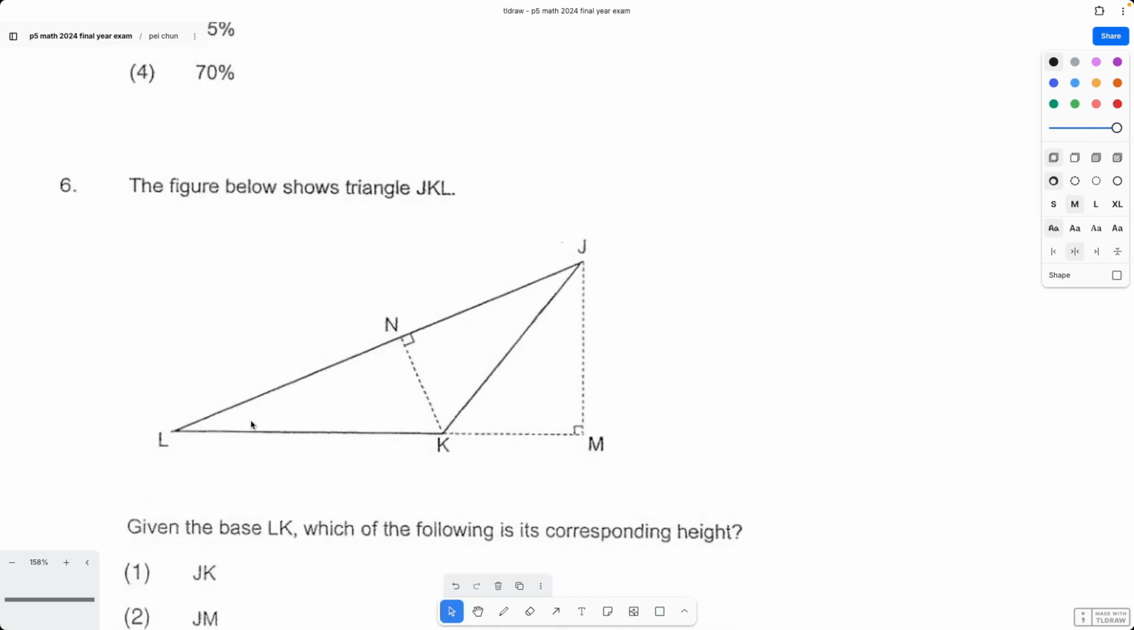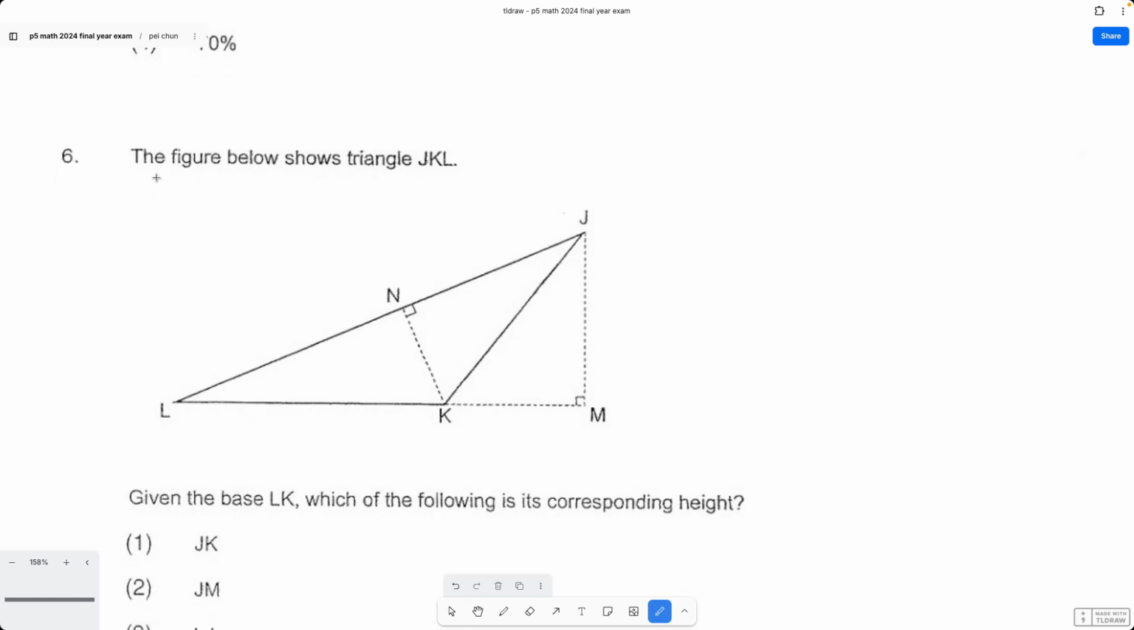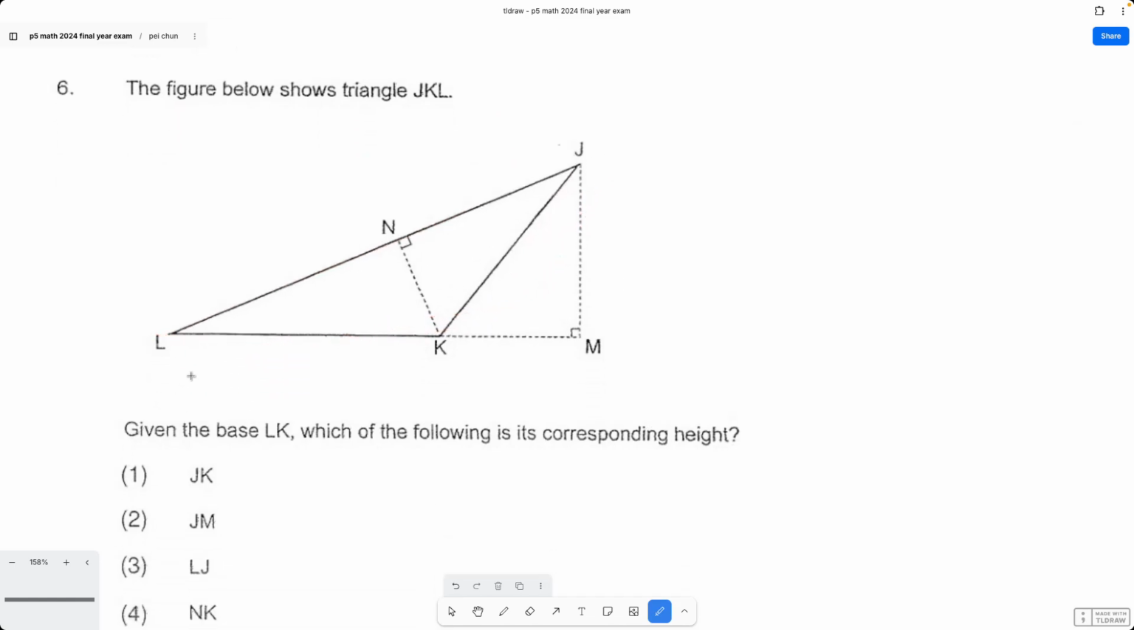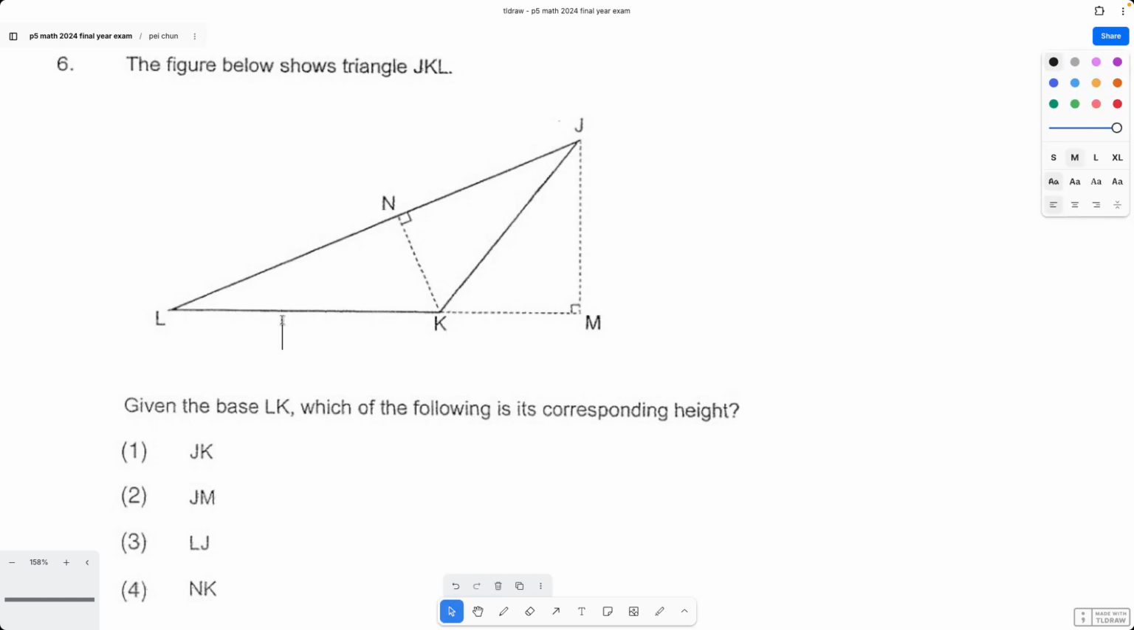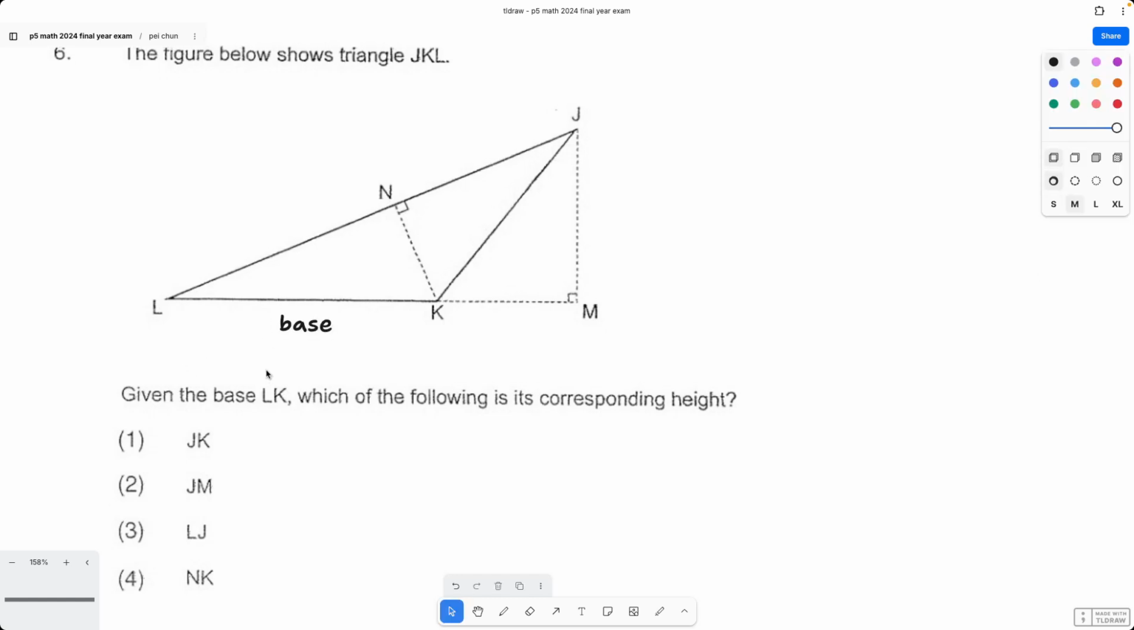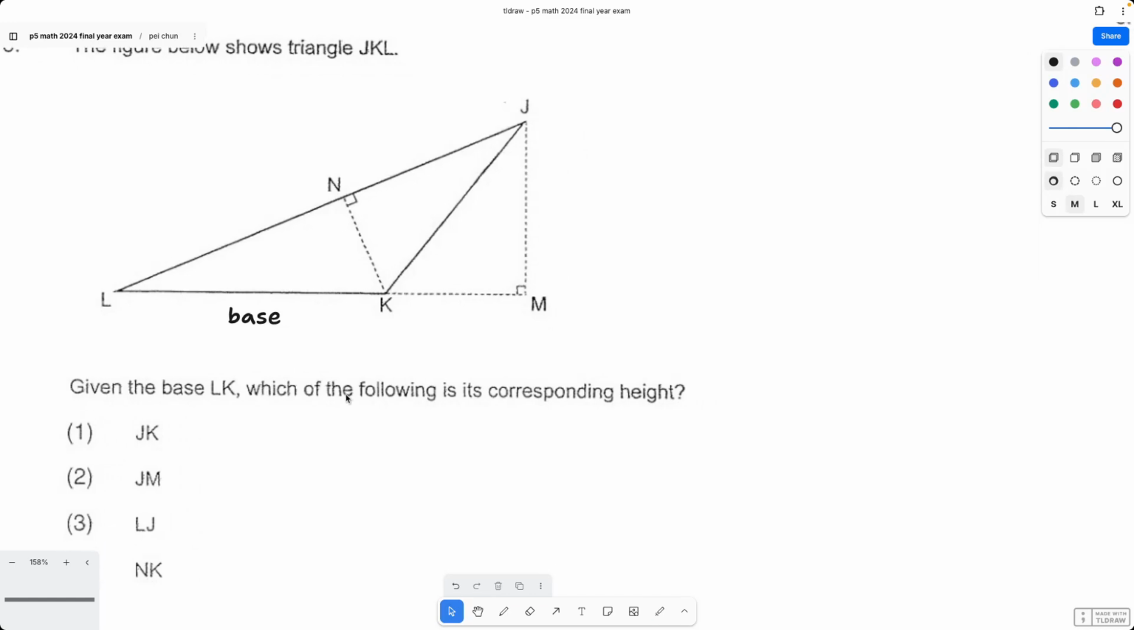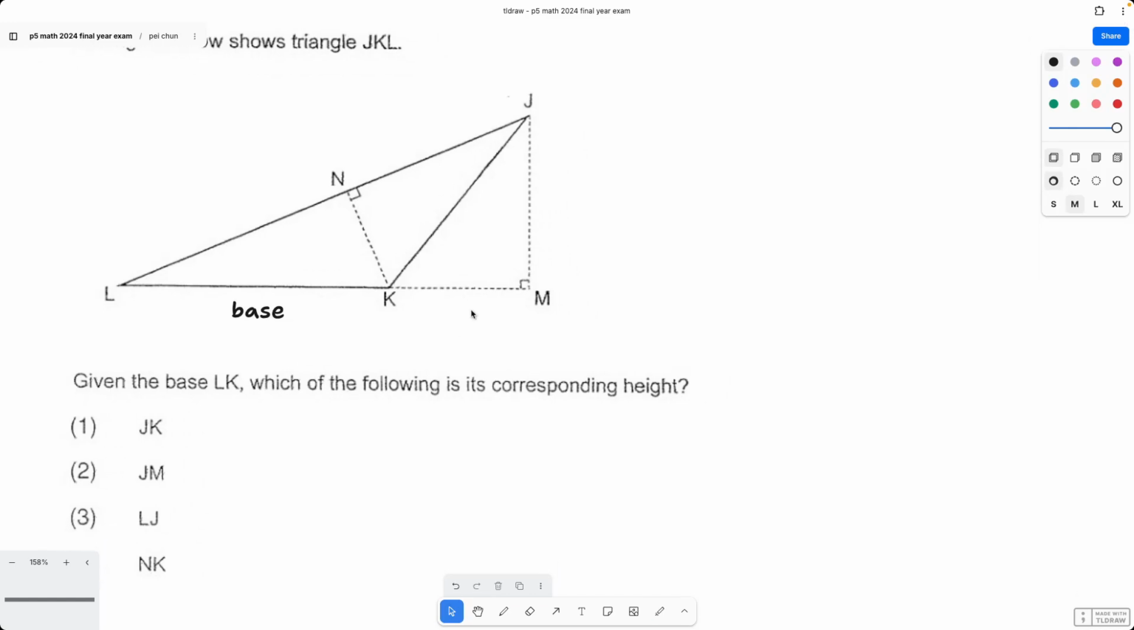Okay, let's move on to question number 6. It says here the figure below shows triangle JKL. Given the base is LK, which of the following is the corresponding height? If the base is LK, I'm just going to draw the line like this.